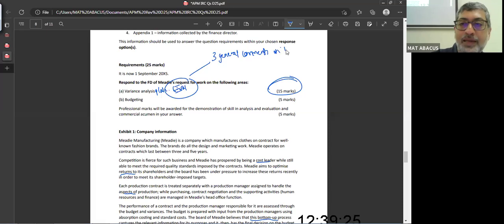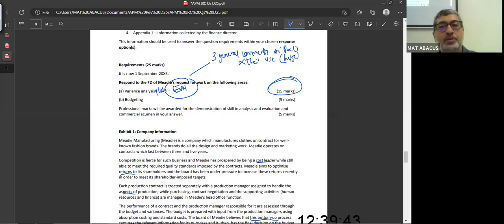General comments on planning and operational variances and their application and their use in this scenario here. So if you can generally explain why they should use it, you know, that the prices are changing, that it makes sense to do it, but within the context of the scenario, you get 3 marks.